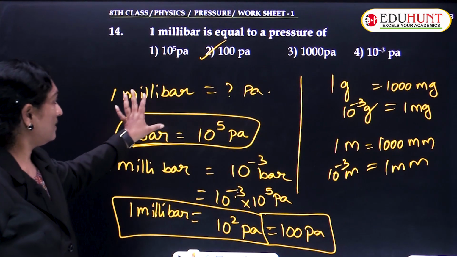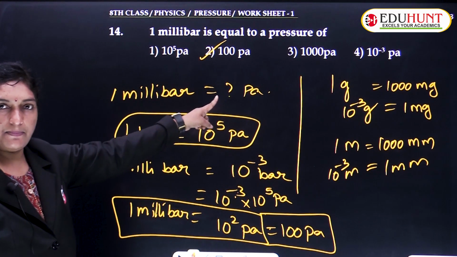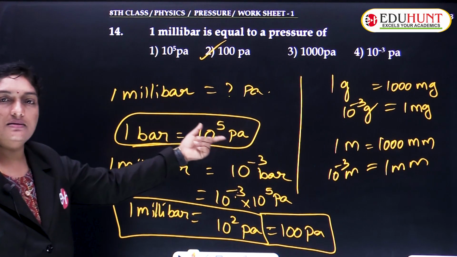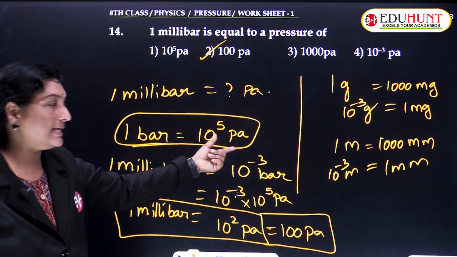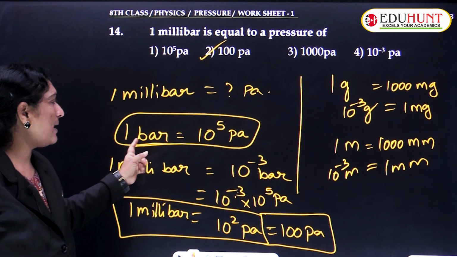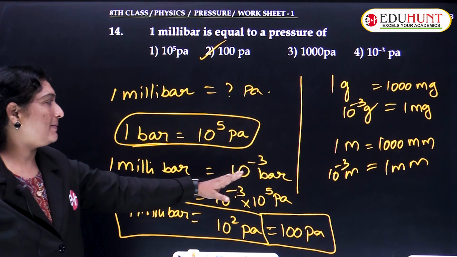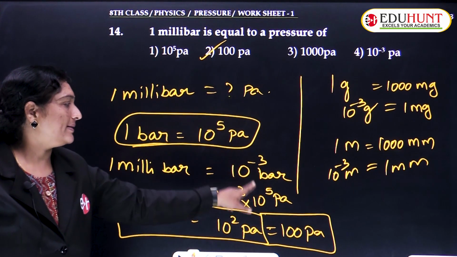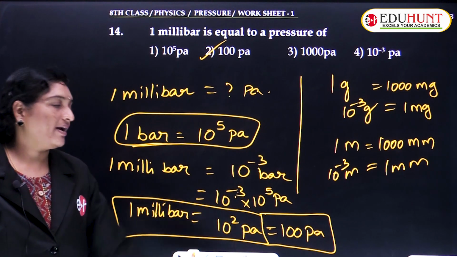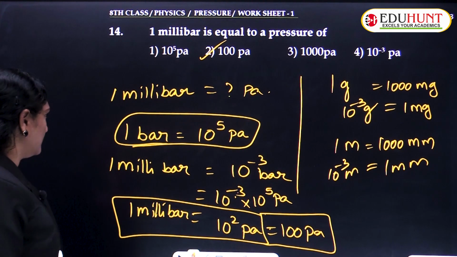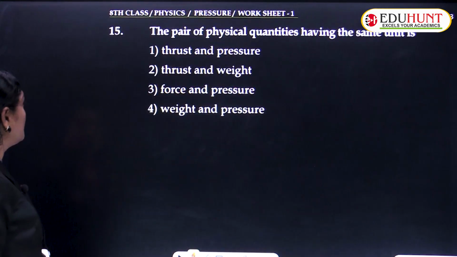Okay. So, millibar you have to convert into pascals, as we know that 1 bar is 10 power 5 pascals and 1 millibar must be equal to 10 power minus 3 bars, whereas 1 bar can be replaced with 10 power 5 and simplified you will get 100 pascals. So, look at the next question, children.